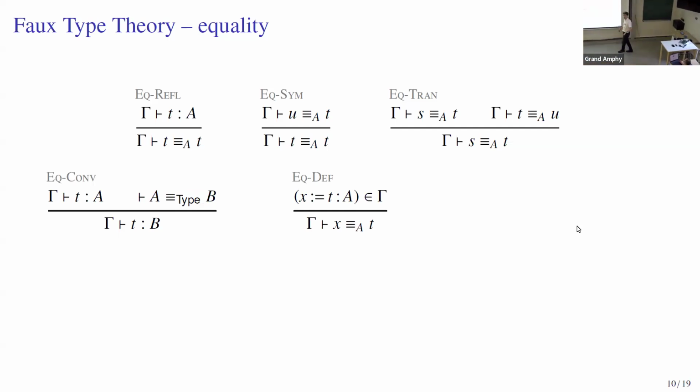Somebody asked that I actually tell you the rules for equality. So here's one. If you know that x is defined to be t, then your type theory actually knows that x equals t. That's how you use the fact that the context is telling you that x is defined to be t.